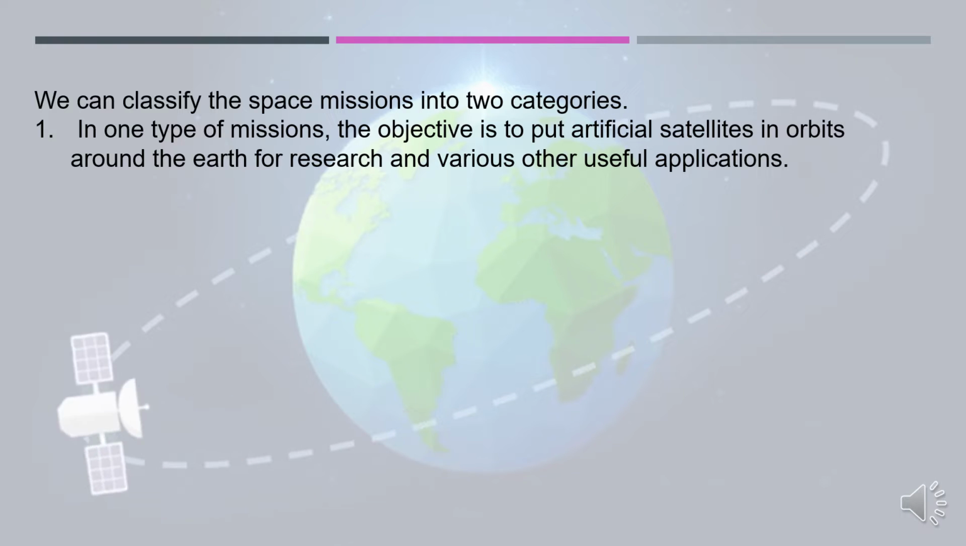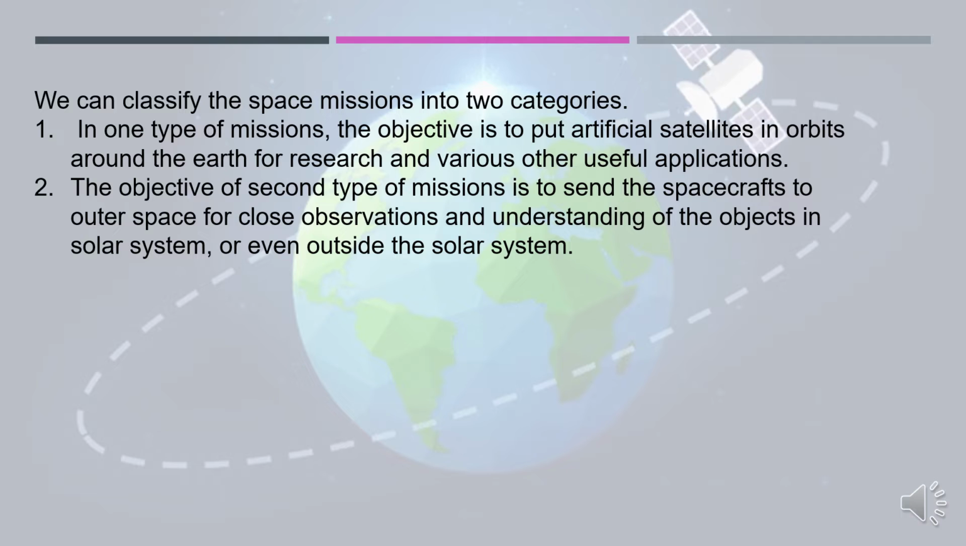Okay, if we want to do some research about the North Pole or any other thing, these are useful. The objective is to send the spacecraft to outer space for close observation and understanding of the objects in the solar system or even outside the solar system. Now there are certain satellites which have been sent to the moon to see whether life can exist there, what the temperature is, whether water is present, what soils and minerals are present on the land.